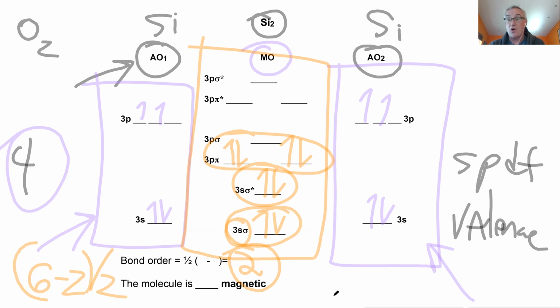Paired. Yeah, they're all paired, right? All the bonding electrons are paired. All the anti-bonding electrons are paired. So there's no net magnetic dipole. So it's diamagnetic.